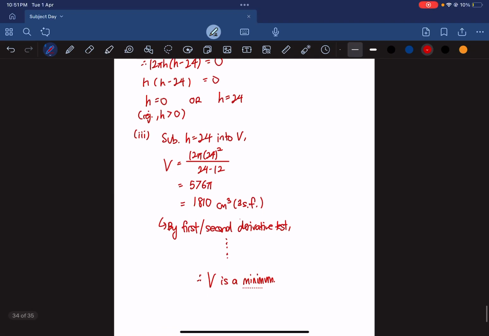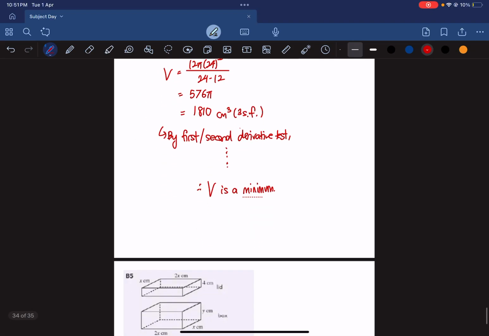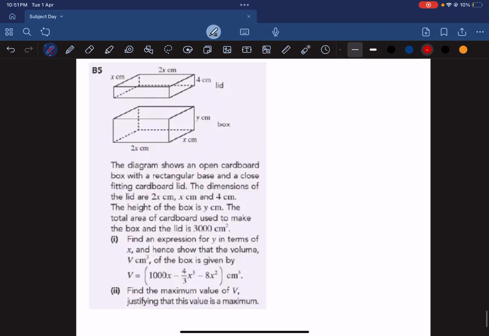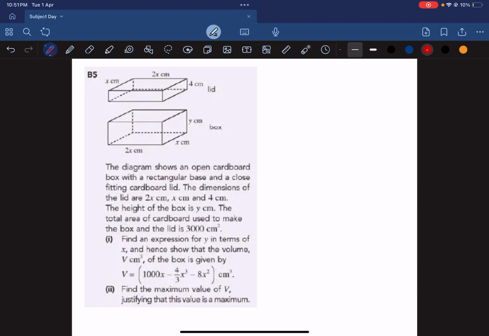Alright, okay, let's look at the last question for today. This question is relatively straightforward. It might be a bit complicated, but the steps are rather simple. It says this is an open cardboard box with a rectangular base and a closed fitting cardboard lid. What we need to do is combine the total area of the cardboard, so I will do it step by step.